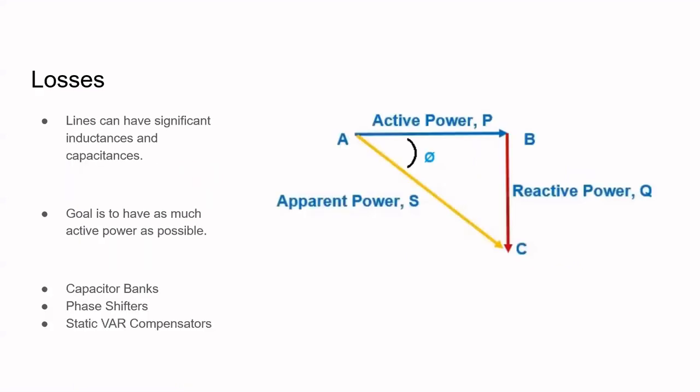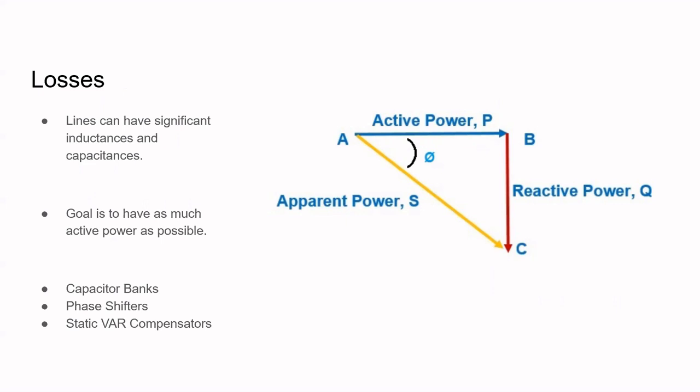Another way to make electric power transmission more efficient is to optimize the power factor. The power factor is a measure of the efficiency of an electrical system, and it is defined as the ratio of the active power, or the power that is used to do work, to the apparent power, which is the total power transferred by the system.